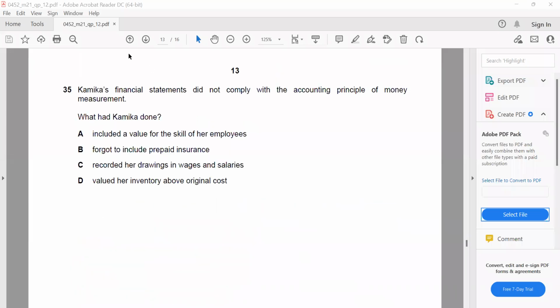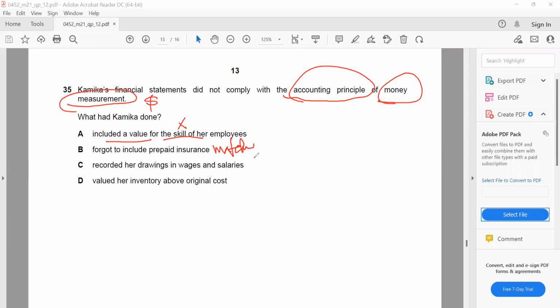Last question. Kamika's financial statement did not comply with the accounting principle of money measurement. What has Kamika done? Money measurement is about how we only record based on the value that we have. Included a value for the skill. This is not complying. Forgot to include prepaid, this is the matching concept. Record her drawings in the wages, this is under business entity. Value of inventory above original cost, this is under prudence. Or this one is again prudence, also can be historical cost. We should record under historical cost. So this answer should be A.